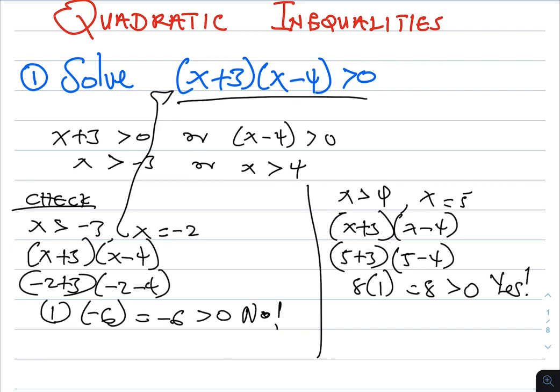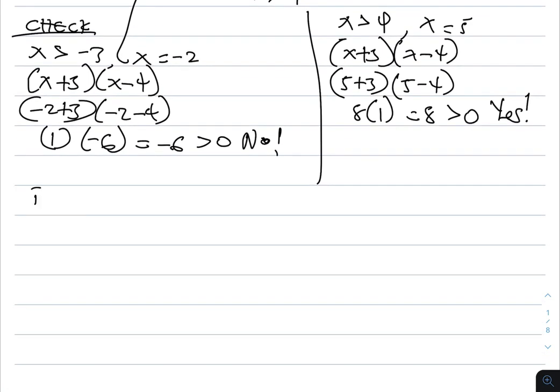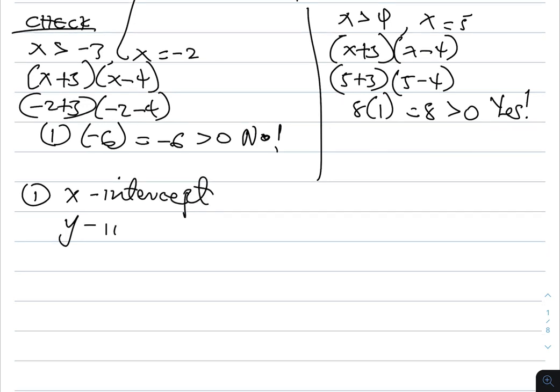The question is, why? Do we always have to get one wrong, one right? Well, we have a better way that will always give you the right answers. That's what we are going to study today. What you actually want to do is sketch the quadratic. And curve sketching is so easy. You don't even have to be perfect. All you need is the x-intercept and the y-intercept.